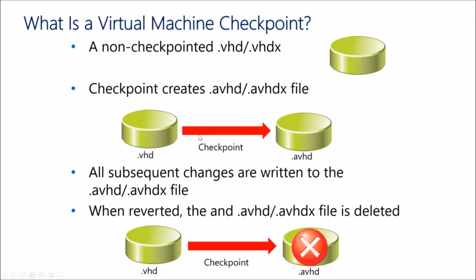Let's say this is a snapshot of a file server, and after we took that checkpoint, we added 100 gigs of data because we acquired a new company and incorporated their file server into ours. That 100 gig is not written here. It's written on the new AVHD file. So a checkpoint creates an AVHD or AVHDX.